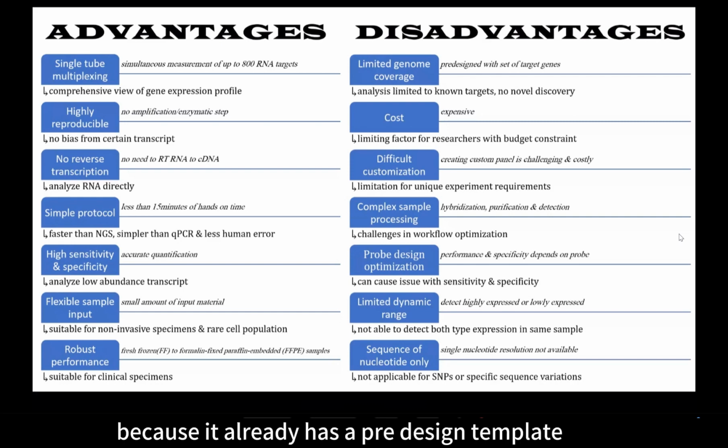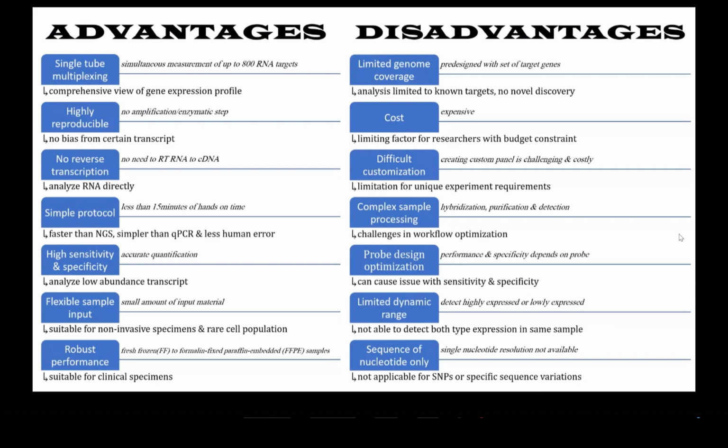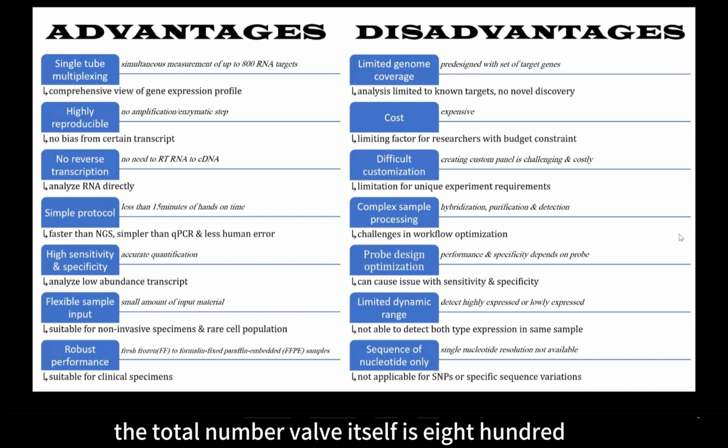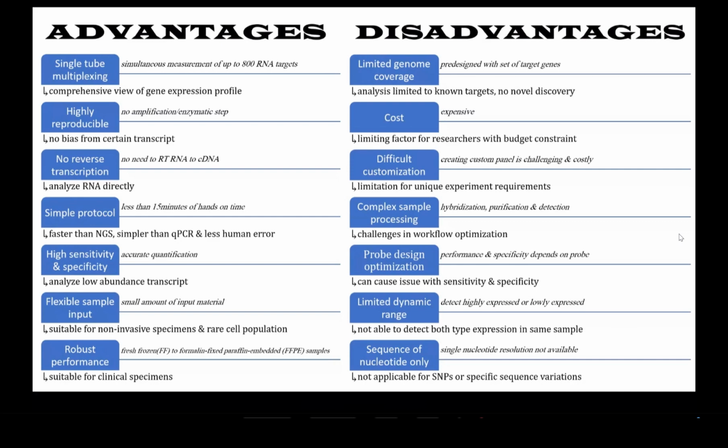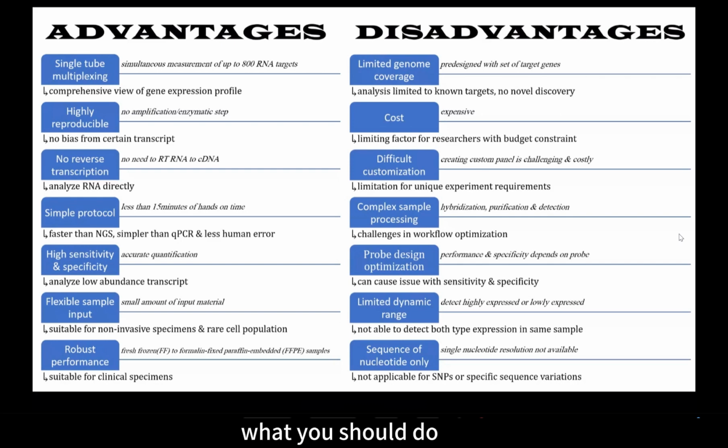Because it already has a pre-designed template which can only give up to 800 RNA targets. The total number of barcodes itself is 800. So if you have more targets that you want to quantify, what you should do? I will probably go to RNA sequencing.